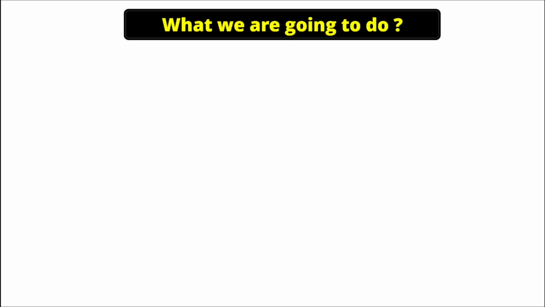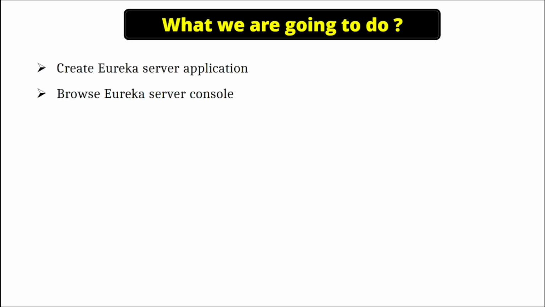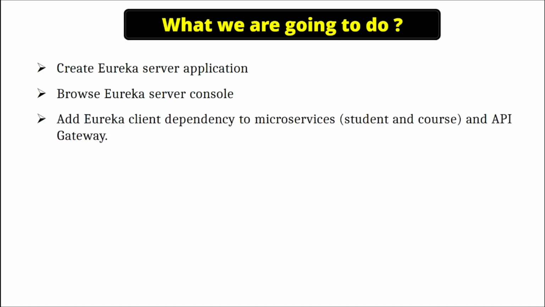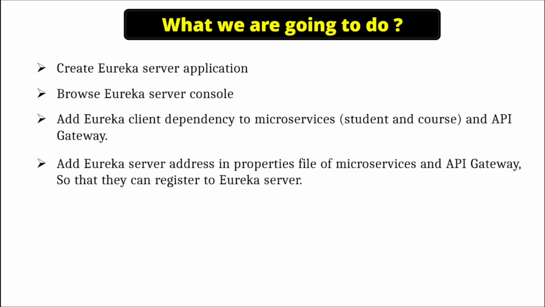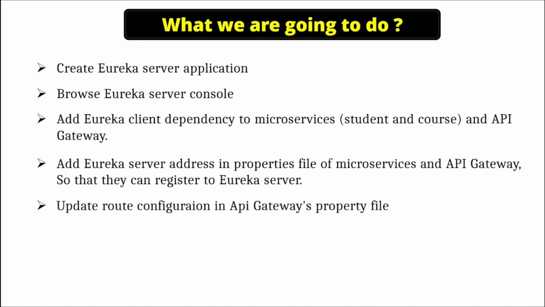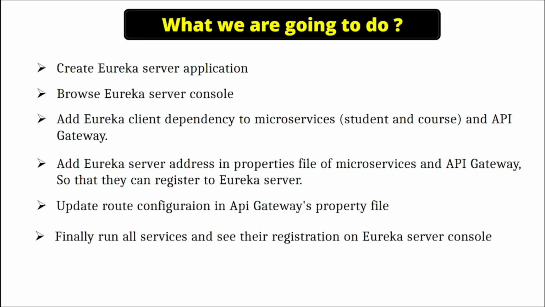Now what are we going to do? First we will create the Eureka server application. Then we will see the Eureka server console after running the Eureka server. Then we add the client dependency to all the microservices, student and course, and the API gateway also. After that, we will edit the properties file of the microservices and API gateway and add the Eureka server address URL. Then we will update the route configuration in the API gateway property file, and after that we will run all the services and see how they register themselves on the Eureka server console. After that, finally, we will test our APIs through Postman.